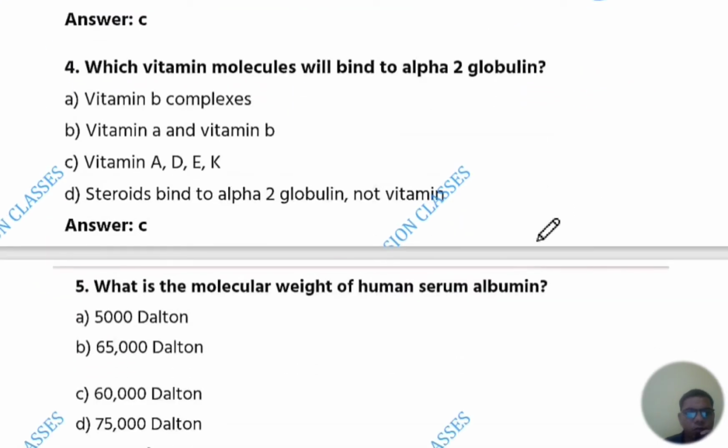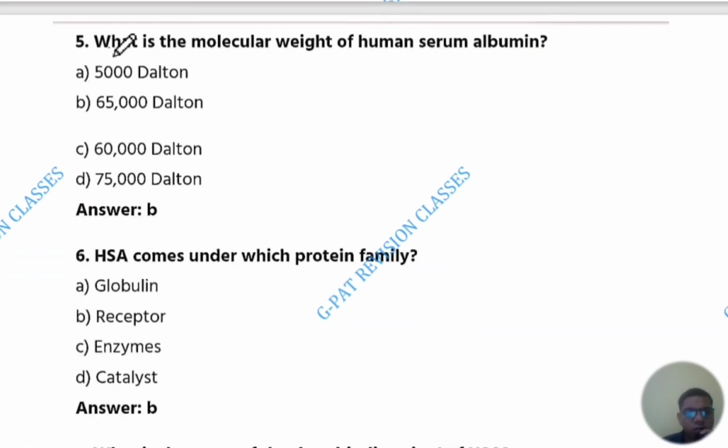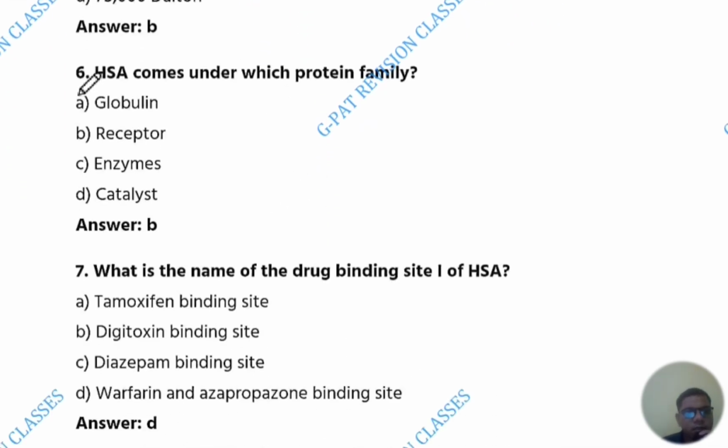Okay, next is question number. Which vitamin molecules will bind to alpha 2 globulins? The answer is C, vitamin A, vitamin D, vitamin E, and vitamin K. The answer is C. Okay. Next is question number. What is the molecular weight of human serum albumin? जो molecular weight होता है human serum albumin का, इसका जो full form ये human serum albumin है और इसका जो short form होता है वो क्या होता है? HSA. The answer is B, 65,000 Dalton.